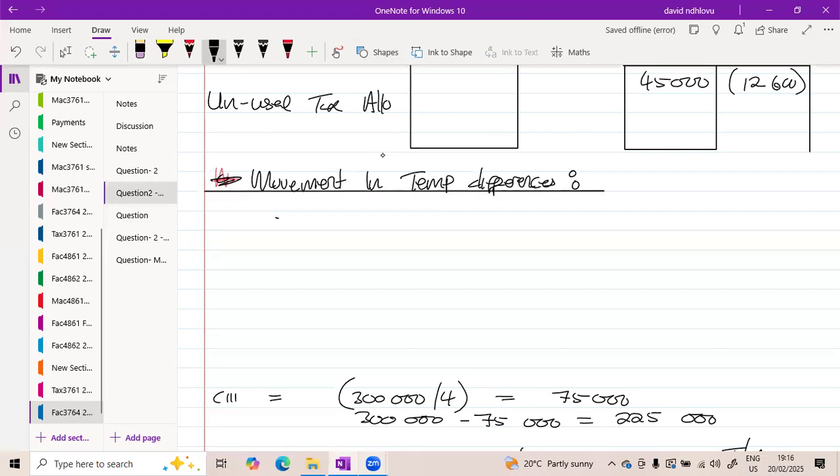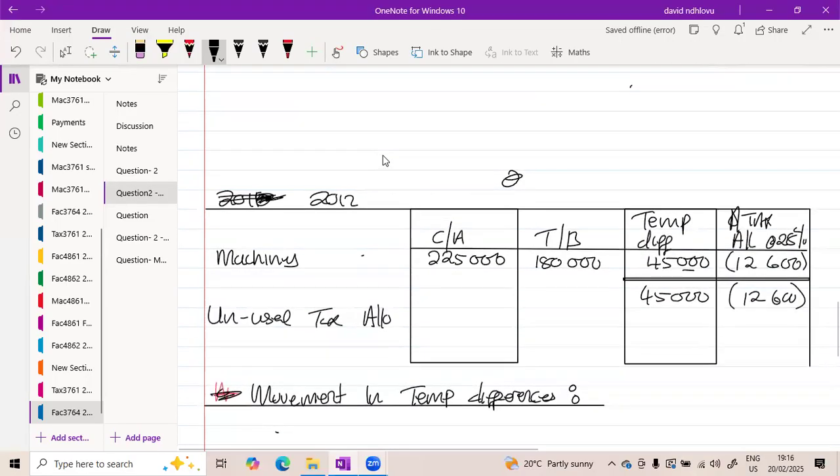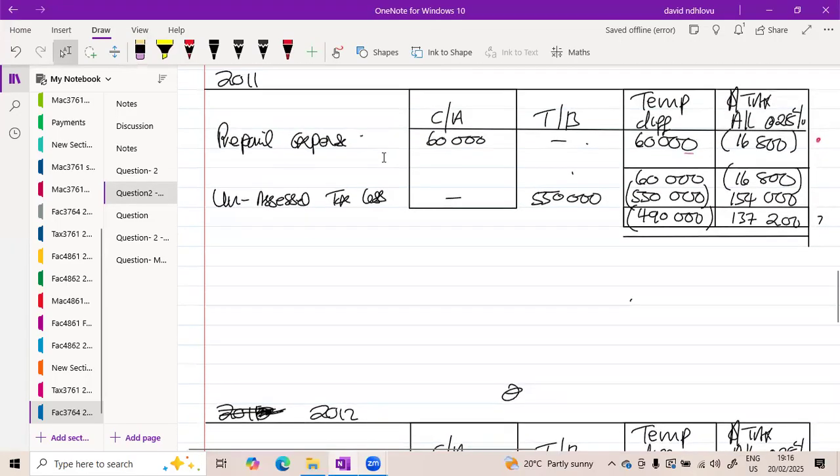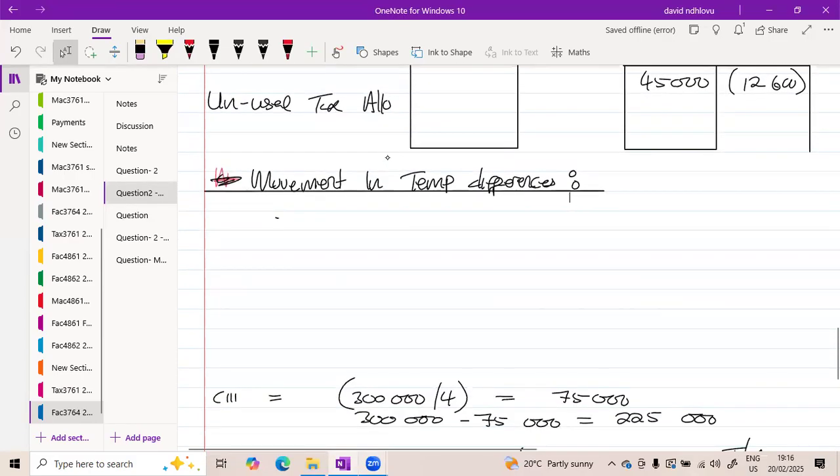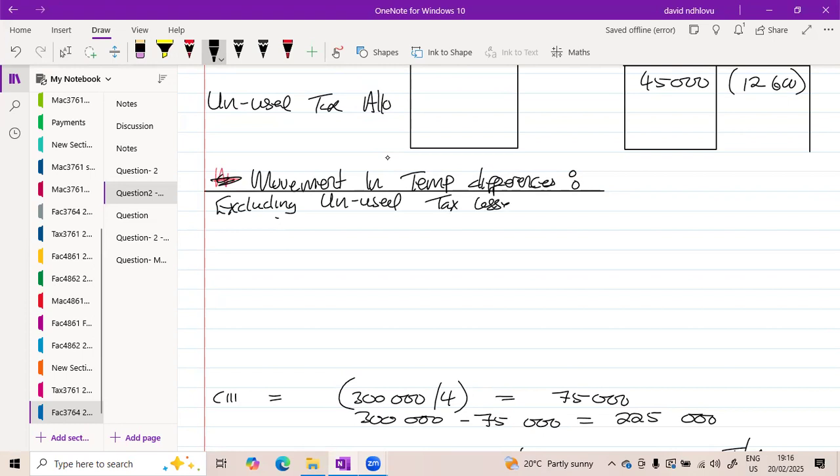Right, once we have that, now remember, we have unused tax losses here, which we were not having in the previous question. So what you do, you say excluding. As long as you have unused tax losses, you say excluding unused tax losses. So the calculation is going to be done in 2 stages. Excluding unused tax losses.